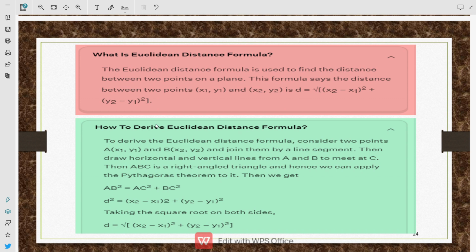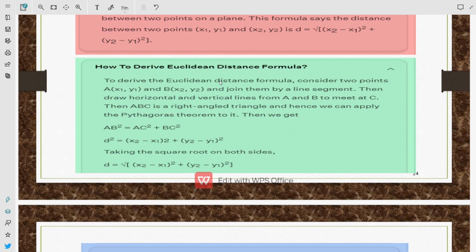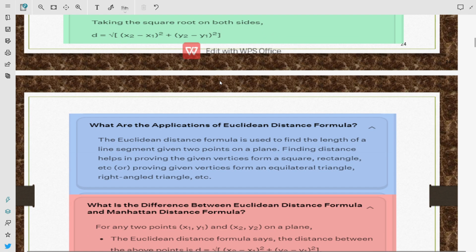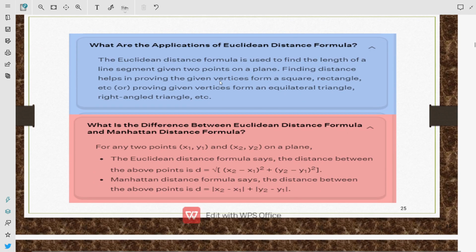See here, what is the Euclidean distance formula? You know that the Euclidean distance formula is used to find the distance between 2 points. Assume that the points are x1, y1 and x2, y2. Then the Euclidean distance is d equals square root of (x2 minus x1) whole square plus (y2 minus y1) whole square. How to derive the Euclidean distance formula? In the previous slides itself, I told you that. You can take a snap of it and go through that derivation.